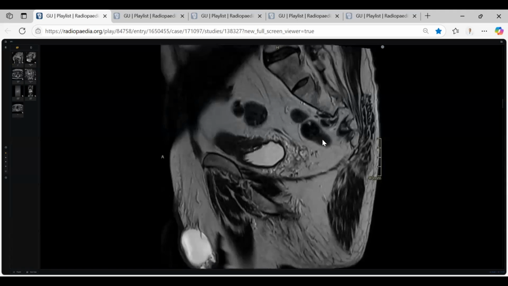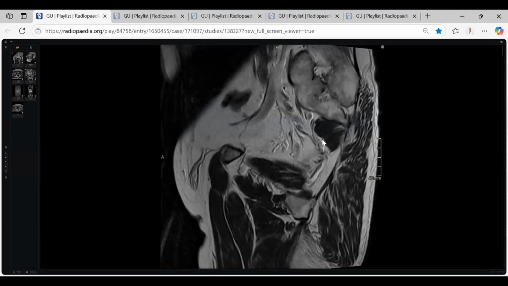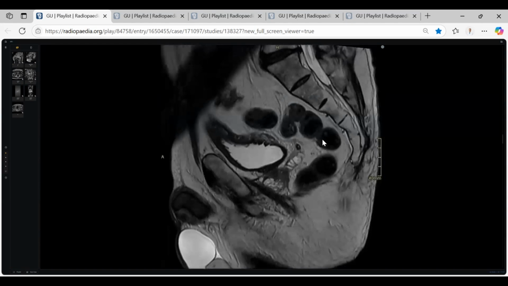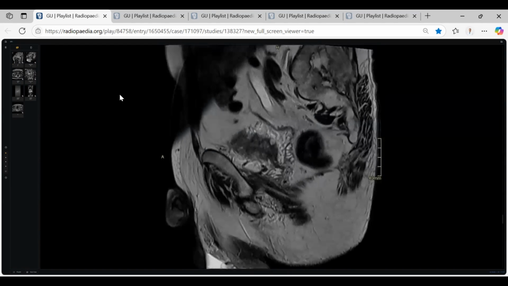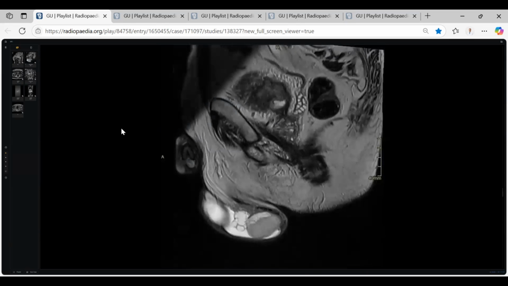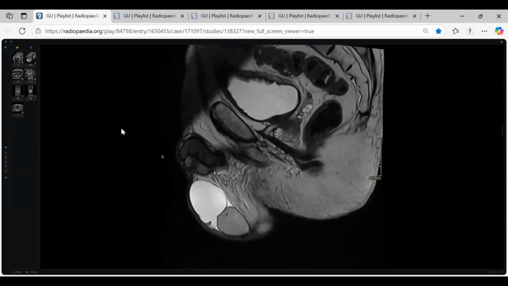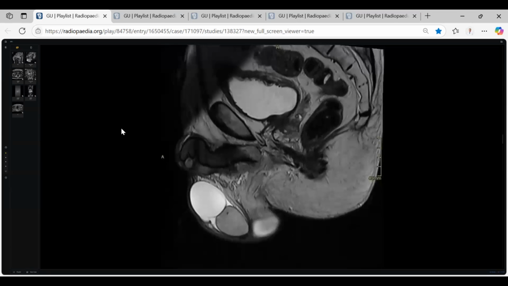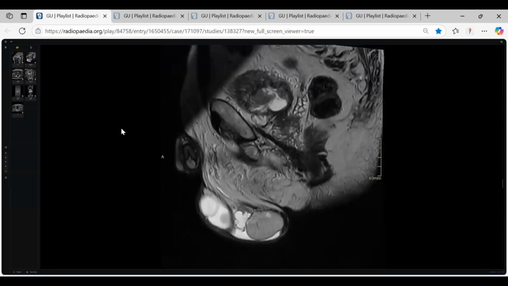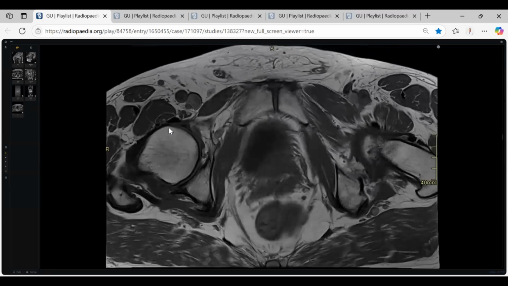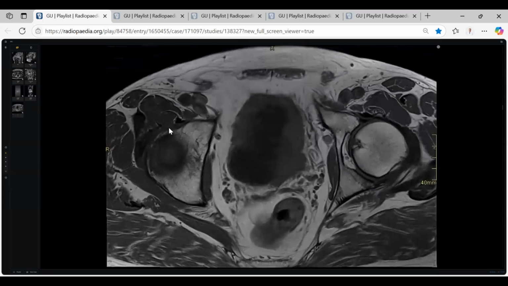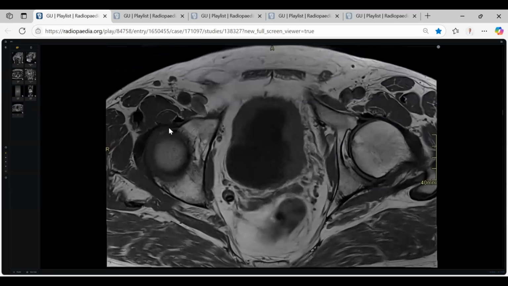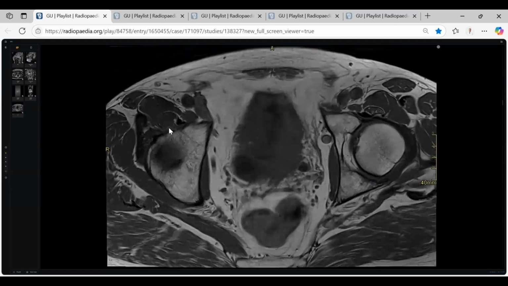This patient presented with this area. So this is T2 sagittal MRI sections of the pelvis. You can see that there is irregular mural thickening of the bladder apex and the anterior and superior wall. And this is the T1 axial sections showing the same finding. There's a thickening of the bladder wall.